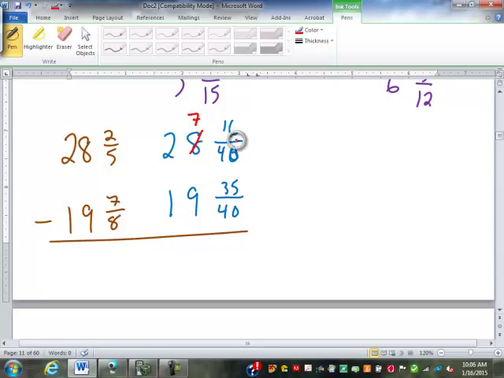What's this going to become? Plus 40. Good, because the denominator is 40. We add 40 to the numerator. We get 56/40. Now it's 56 minus 35 is 21/40. 7 minus 9 can't be done. We're going to borrow. That's 1 and 17. 17 minus 9 is 8.